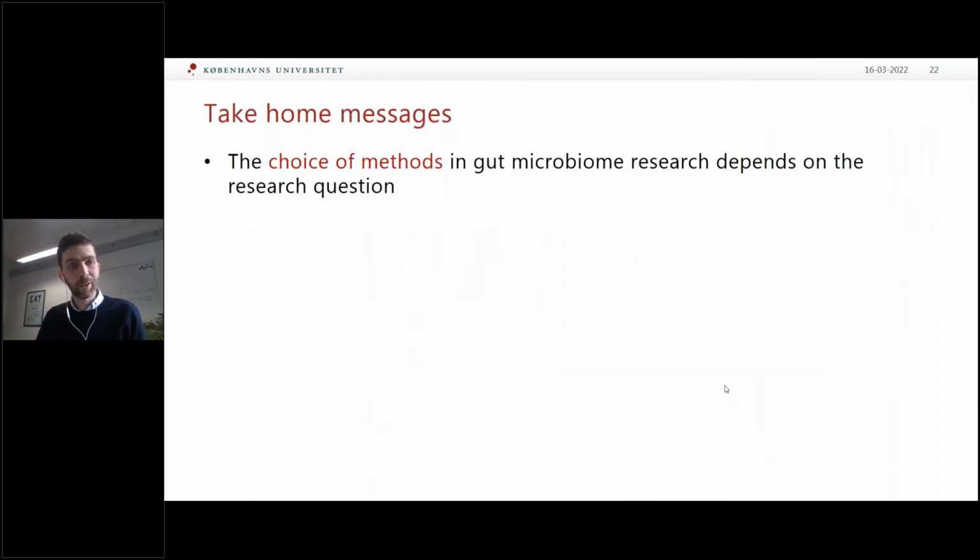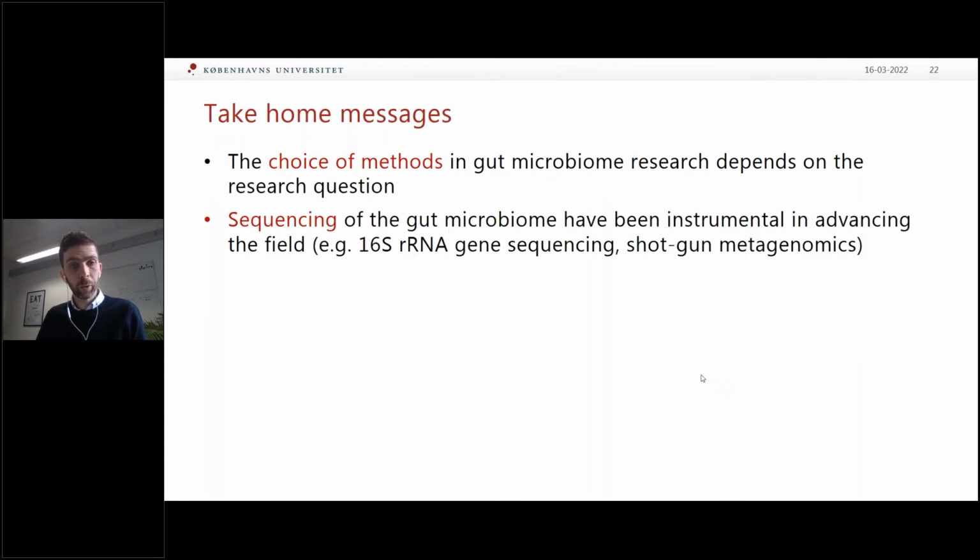And with that, the choice of methods in gut microbiome research really depends on the research question. So sequencing of the microbiome has been instrumental in advancing the field, so 16S sequencing and shotgun metagenomics.